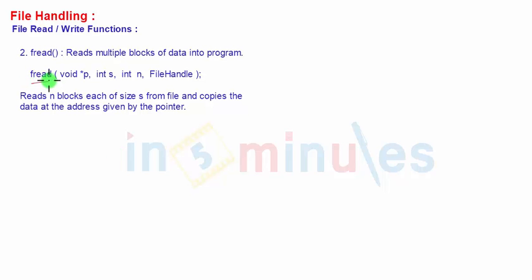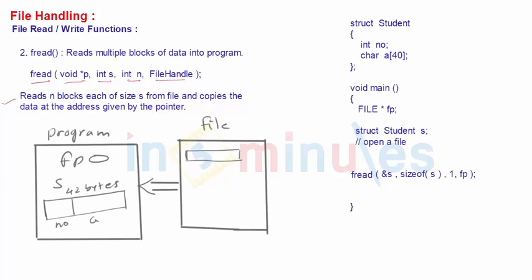The syntax is: fread takes the first address of a data block where you want to copy the data, then S is the size of each block, N mentions the number of blocks to be read from the file, and file handle mentions the file pointer, that is the file reference from where you are going to read the data. In short, we can say it reads N blocks each of S size from the file and copies the data at the address given by the pointer. Okay, now let's see the working over here.